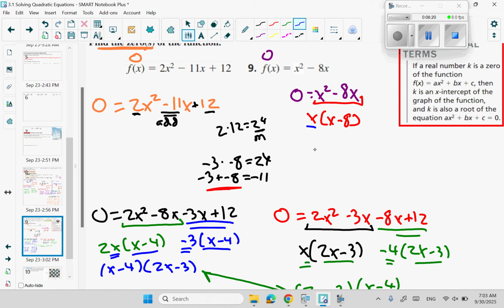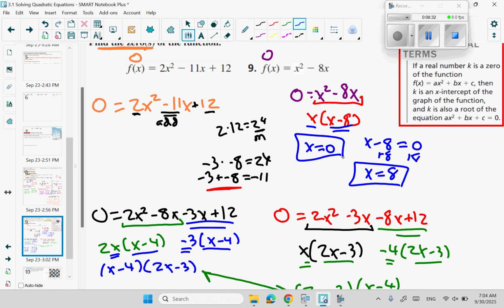And then I can just set both of those equal to 0. I can add 8, add 8. So for this one, we would get x equals 0 and x equals 8.